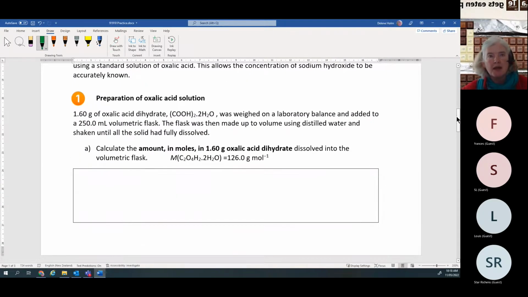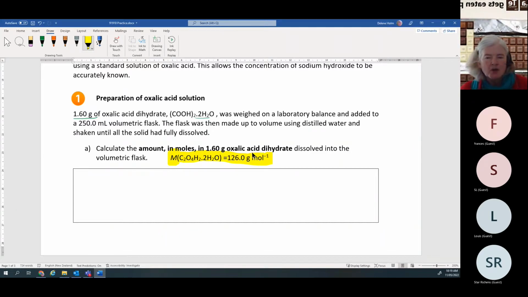We're first going to be weighing out the oxalic acid. And what I've said is you've weighed out 1.6 grams of oxalic acid, and it actually comes as a dihydrate. Okay. Now you'll notice in the assessment tasks, we always give you the molar mass. So as long as you can recognize that big M as being molar mass, then you should be fine, or the units at least, grams per mole.